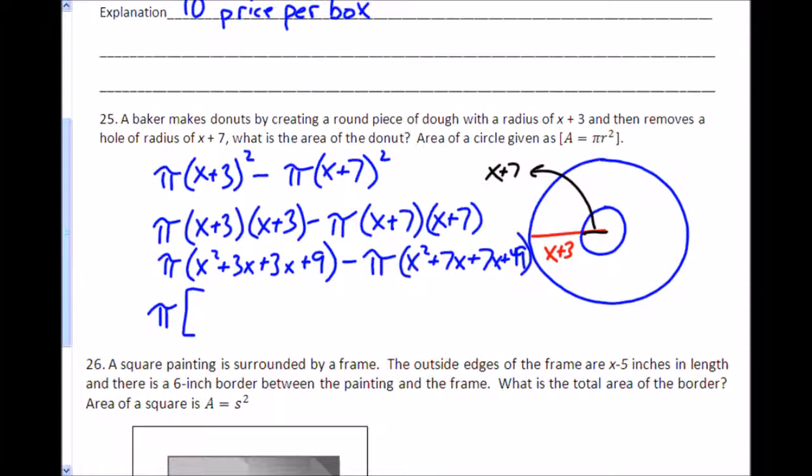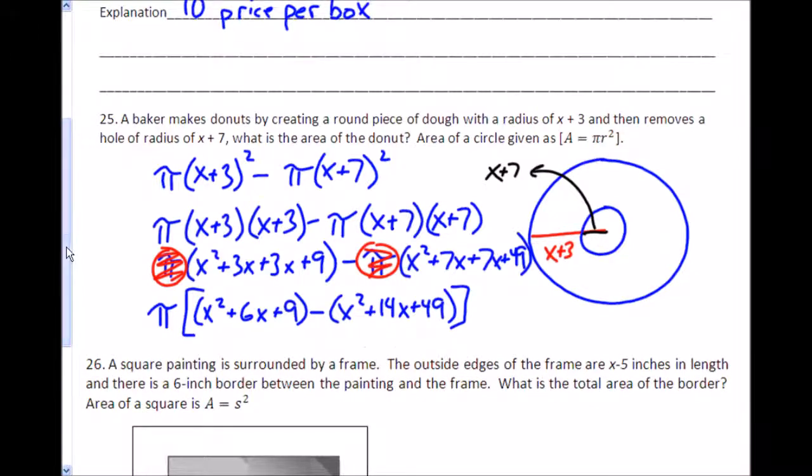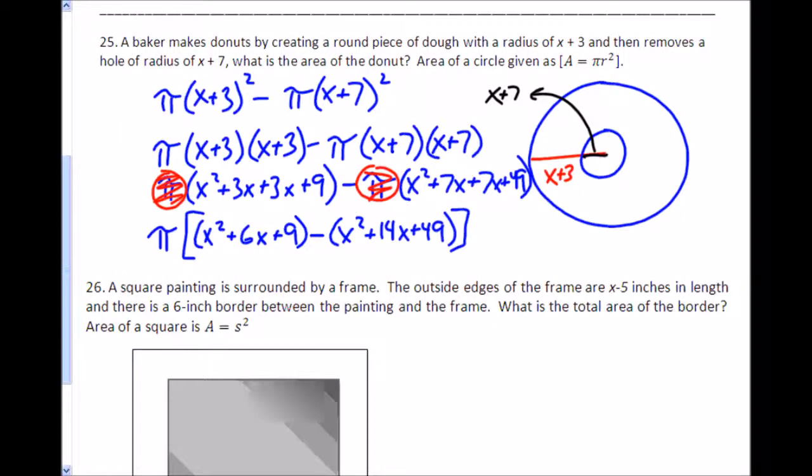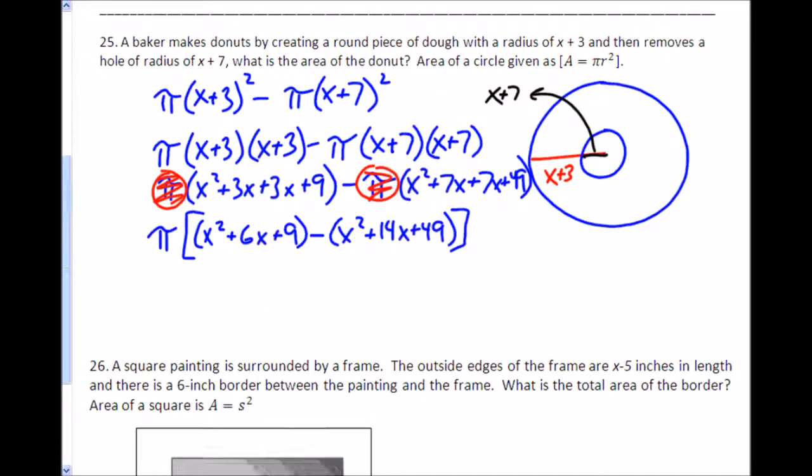So when I factor out the pi, essentially, if I were to remove this piece and take those away, what I'm left with is these two trinomials: the x squared plus 6x plus 9, minus the other trinomial, which is the x squared plus 14x plus 49. And I know how to subtract two trinomials. I simply subtract the like terms.